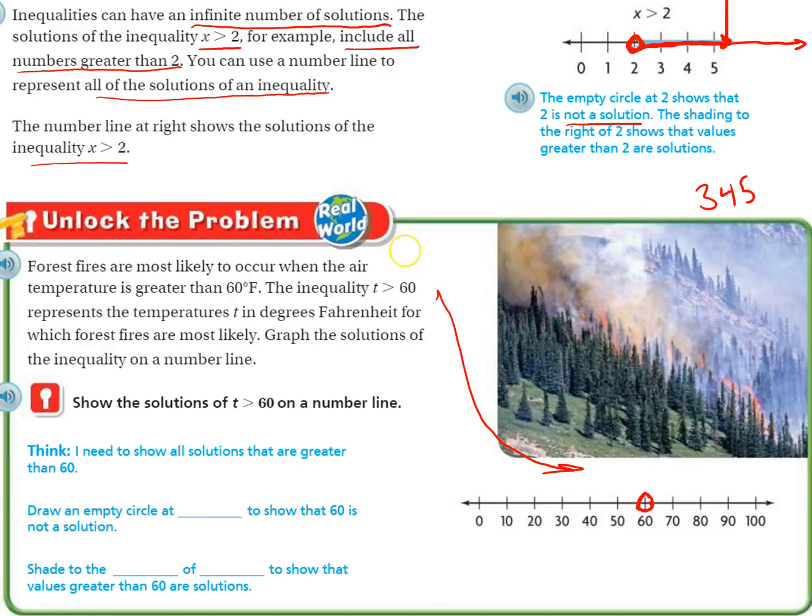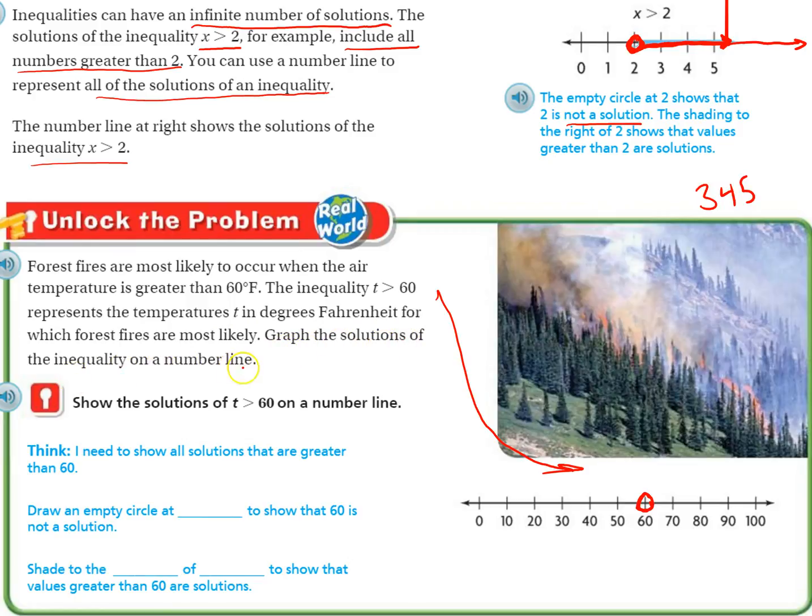This is our first step in graphing an inequality. And all my information is given to me right here. There's no line underneath the inequality, so I know it's going to be an open circle. And where do I put the open circle? On the number they gave me. So I did that here. The inequality represents the temperature T in degrees Fahrenheit for which the forest fires are most likely.